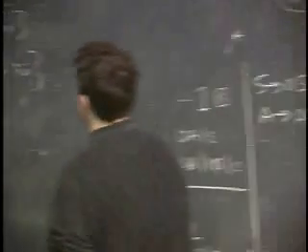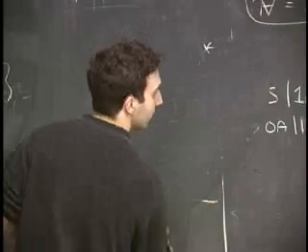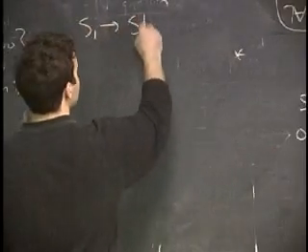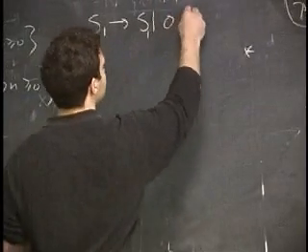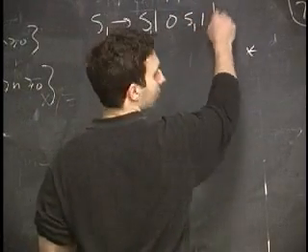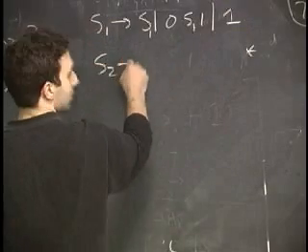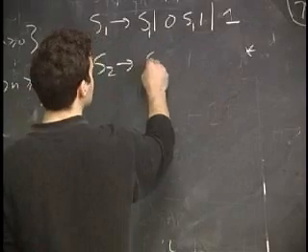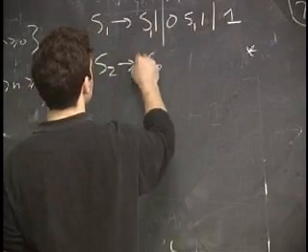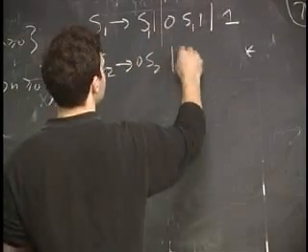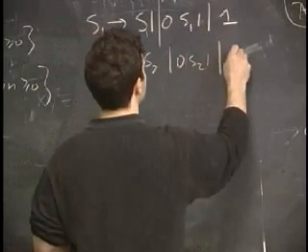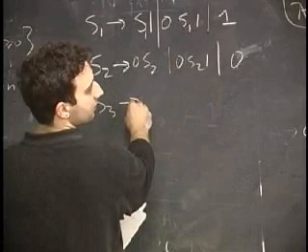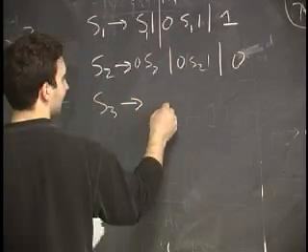So let me just write it down real quick. S1 goes to S11 or 0S11 or 1. S2 goes to S0, S2 or 0S21 or 0. And S3 goes to whatever, one of those things.